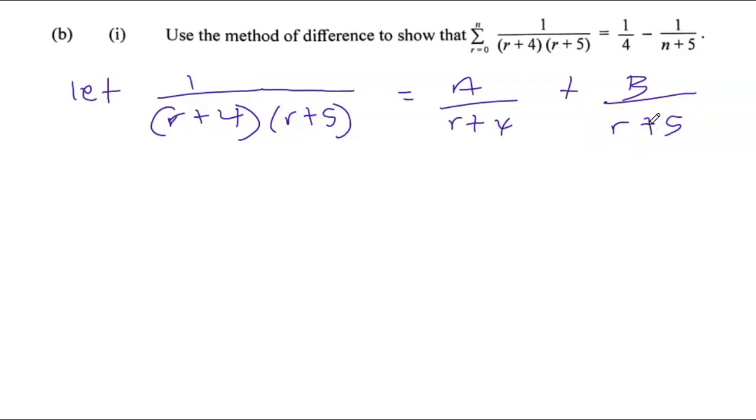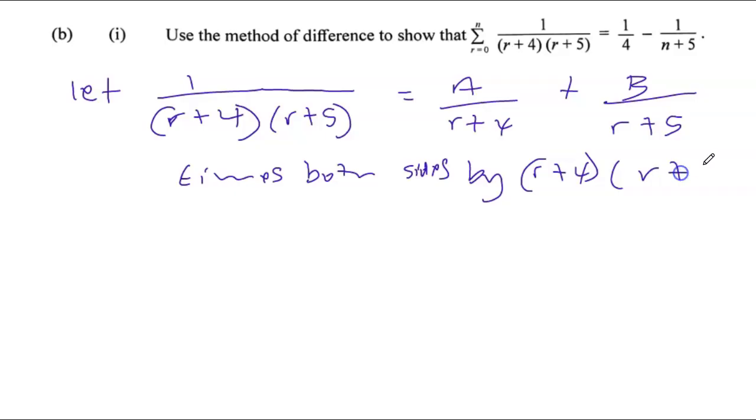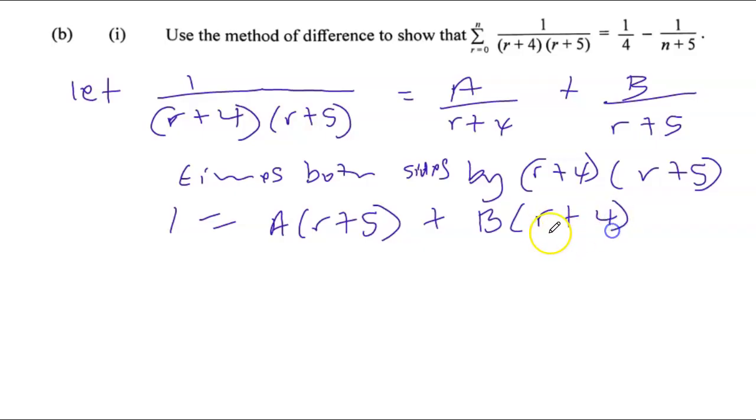And as we know with partial fractions, we're going to multiply both sides by the factors on the left hand side here. So multiply both sides by r plus 4 times r plus 5. So r plus 4 times r plus 5 times the left hand side, the denominator cancels, leaving us with 1. Multiply these brackets by the term with a. The r plus 4 will cancel, leaving r plus 5. Multiply the term in b. The r plus 5 will cancel, leaving r plus 4.